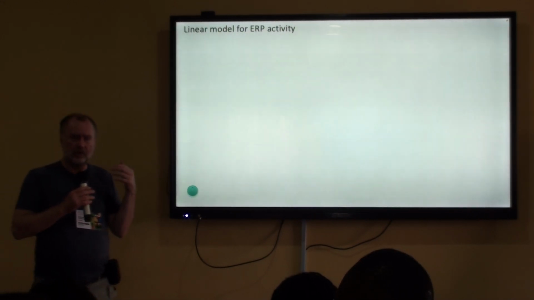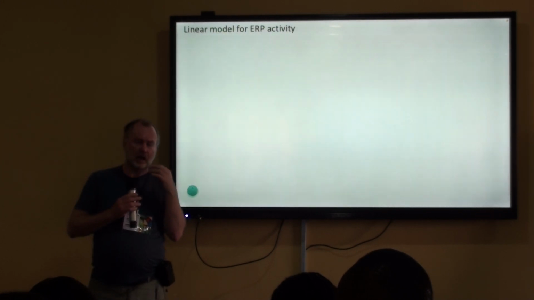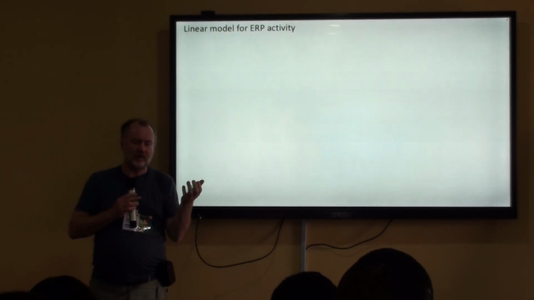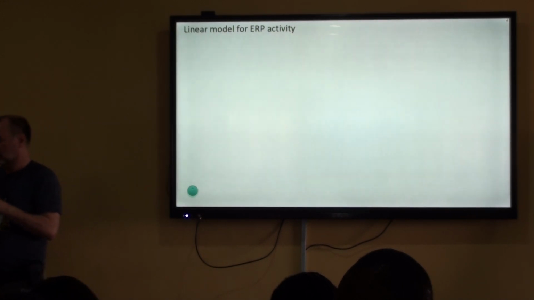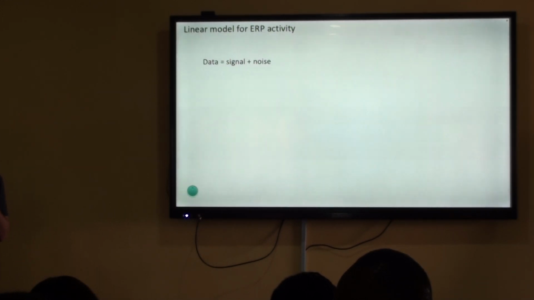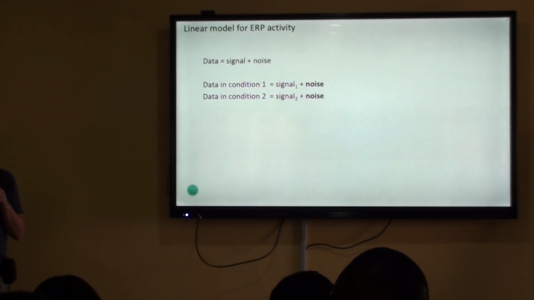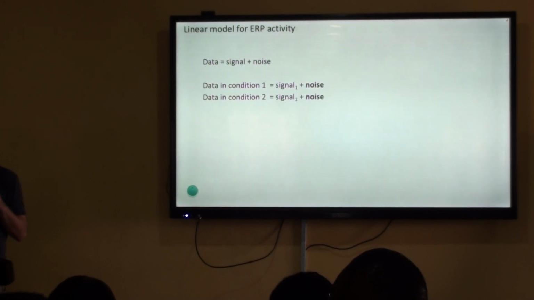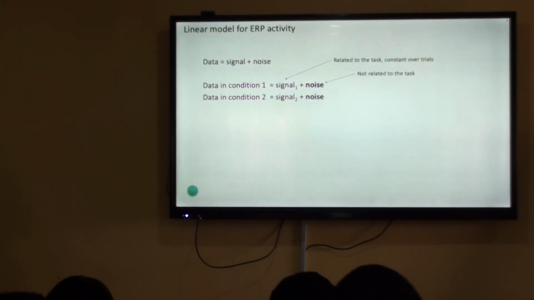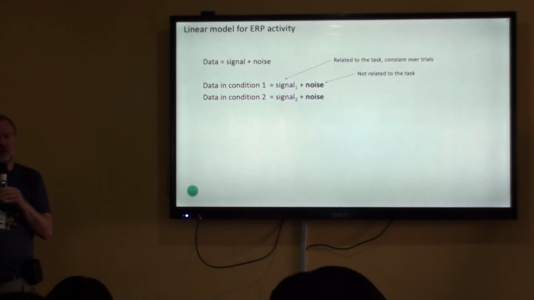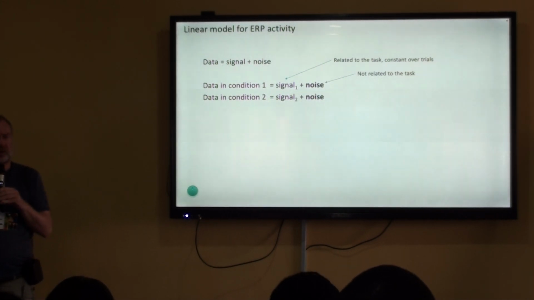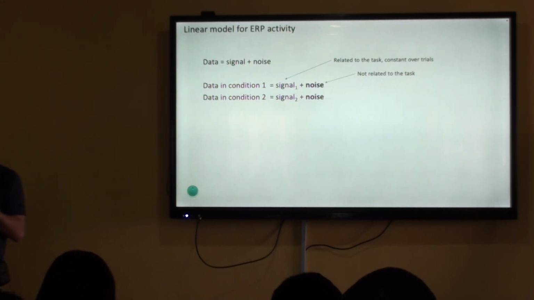So we have a linear model for event-related potential activity. And this results in a very important strategy that we use during the analysis. If the data consists of a signal of interest plus noise, then we have data in condition 1, which is the signal in condition 1 plus noise. And I have the data in condition 2, which is the signal in condition 2 plus the noise. The signal is related to the task, the noise is not related to the task. So that's also why the signal in the two conditions is different. It could be a standard or a deviant, or it could be a face versus a scrambled face.